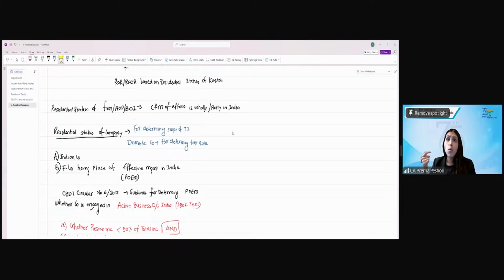You don't have to use the words Indian company or resident company for tax rate. For tax rate, use domestic company. For the scope of total income, use resident company. So it is domestic and foreign for tax rate. For the scope of total income, resident and non-resident company. Are we clear? Now, when is a company resident in India?